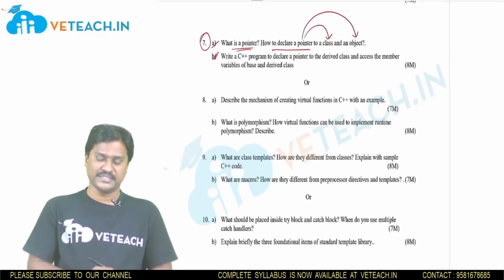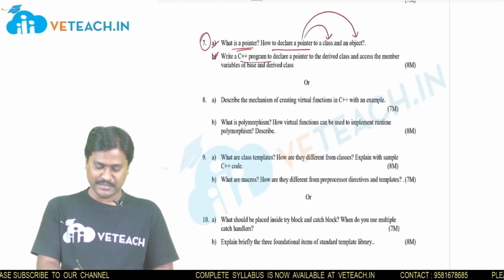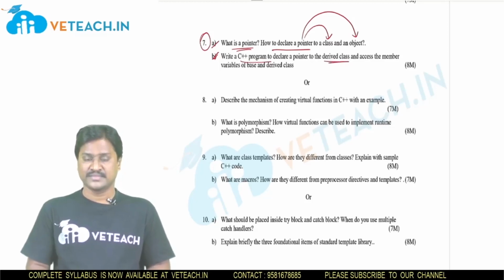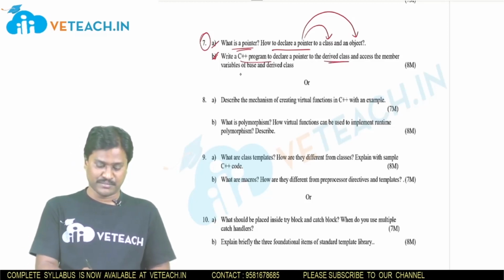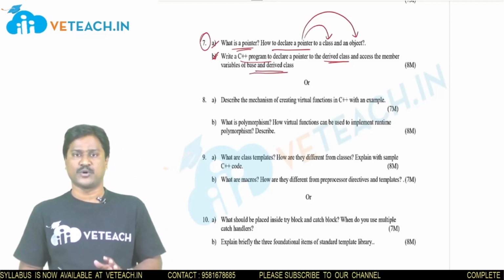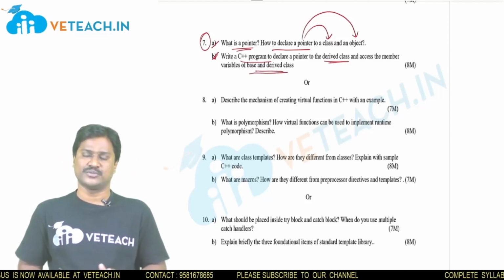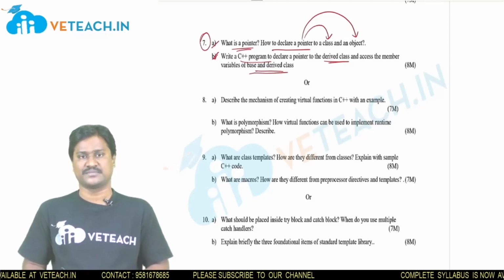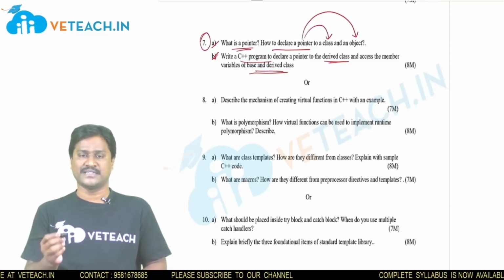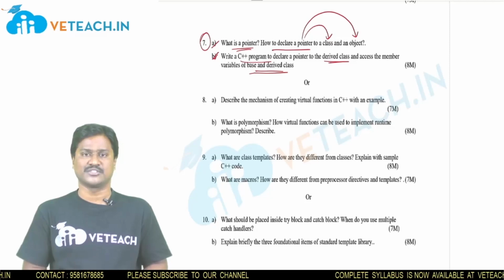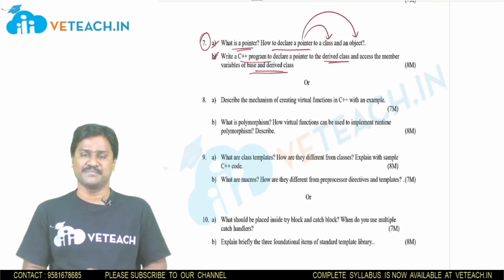Coming to question B: write a C++ program to declare a pointer to a derived class and access the member variables of the base and derived class. In inheritance, we know that properties can be extended from the base class to the derived class. By declaring a pointer to a derived class, the derived class pointer can access base class members as well as derived class members, and we will see this program clearly.